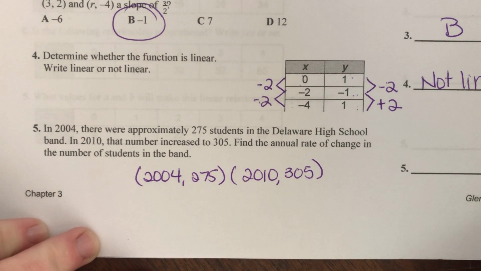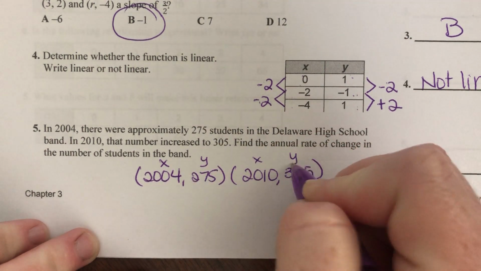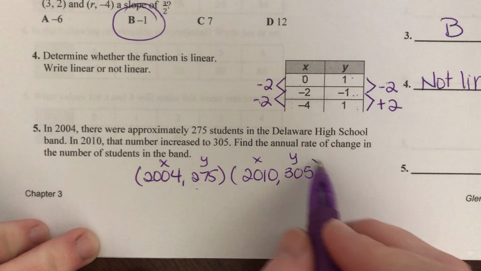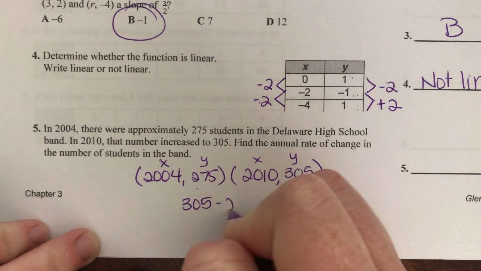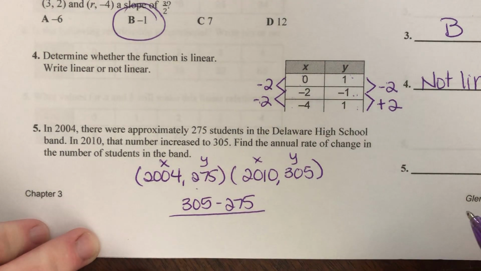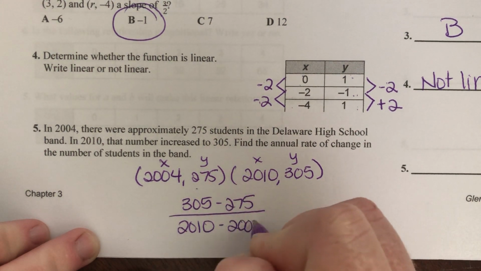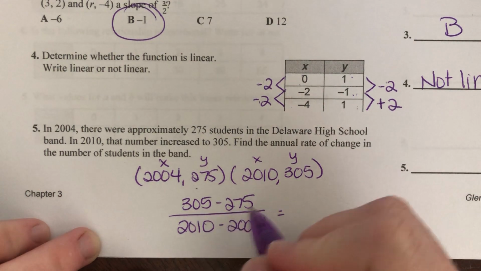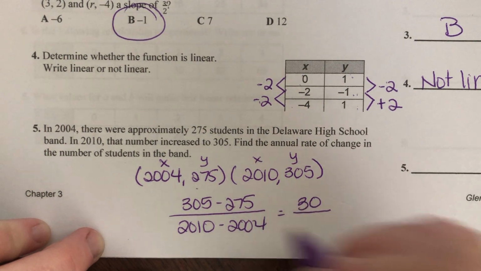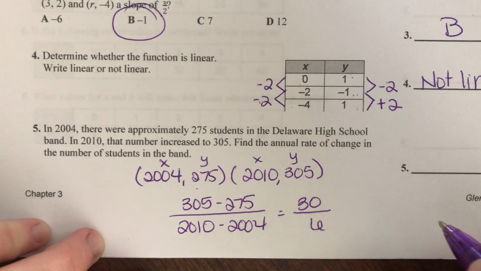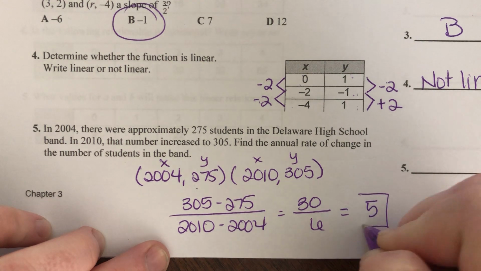So we're going to find the slope, right? y minus y over x minus x. So y minus y, I'll do the bigger minus the smaller. 305 minus 275 over 2010 minus 2004. 305 minus 275 is 30. 2010 minus 2004 is 6. And 30 divided by 6 is 5.